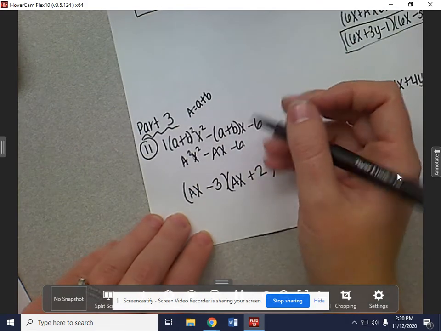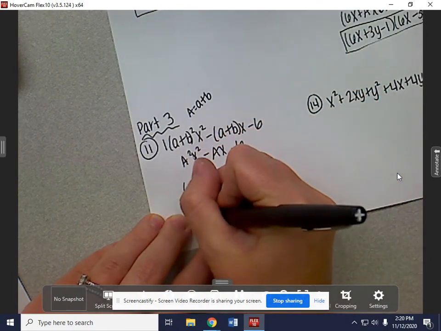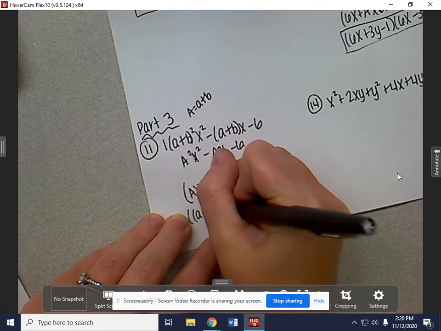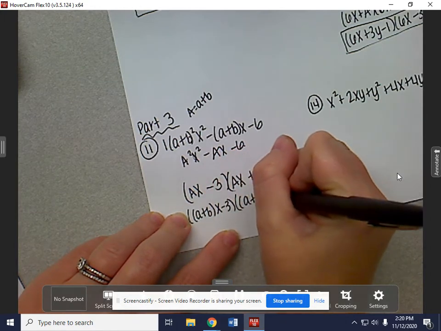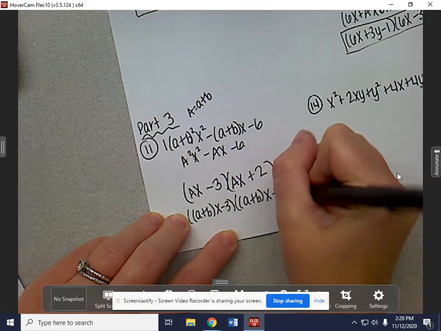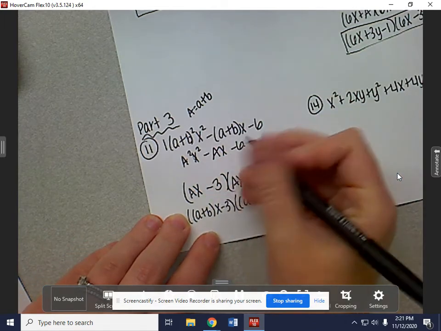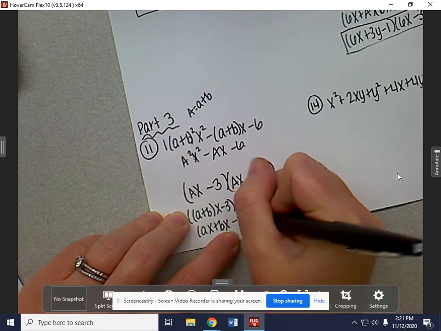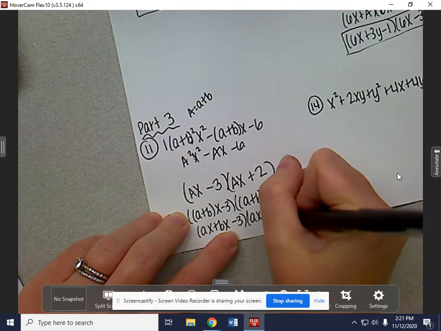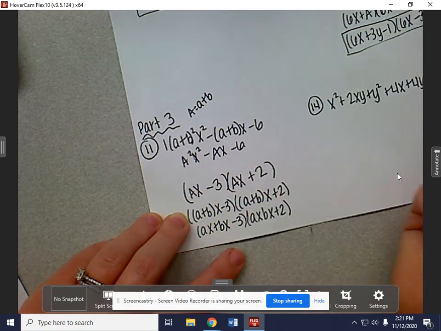And then I just go back and replace the a. So that would be (a plus b)x minus 3 and (a plus b)x plus 2. You would just distribute that out so they both have the x. So it would be ax plus bx minus 3 and ax plus bx plus 2 would be your final for that one.